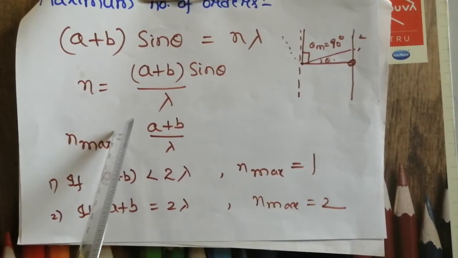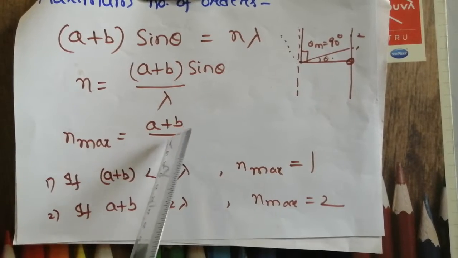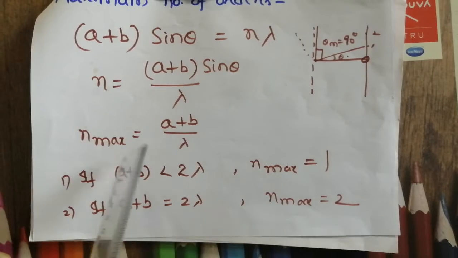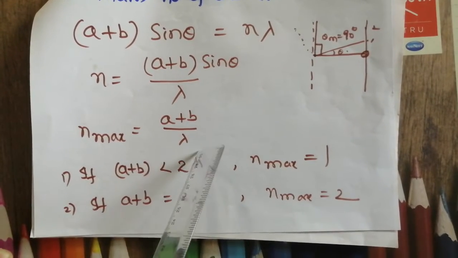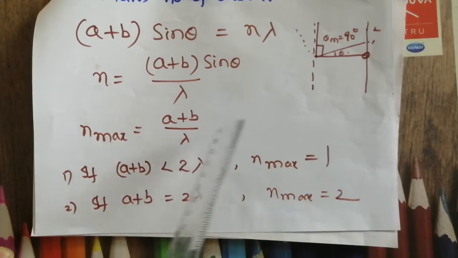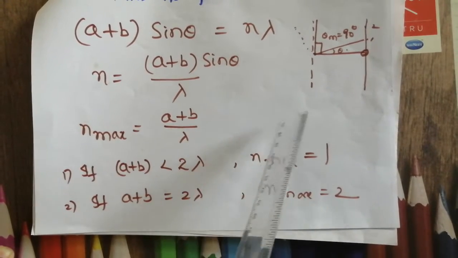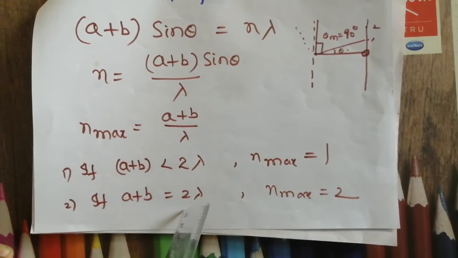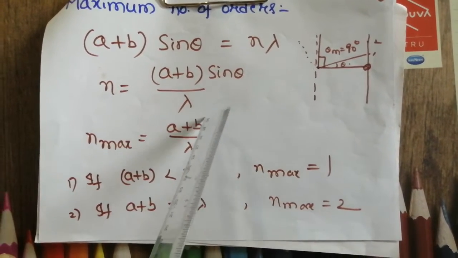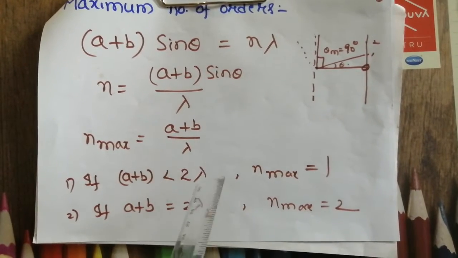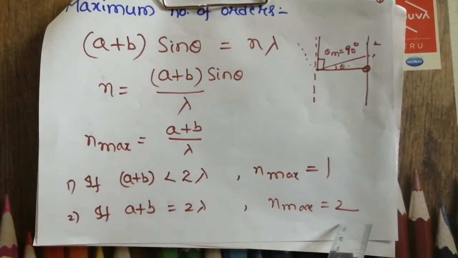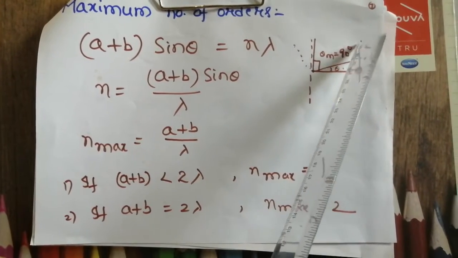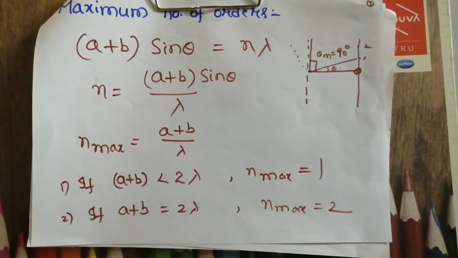So n maximum equal to (a plus b) by lambda. Suppose (a plus b) is less than 2 lambda, then the n maximum value will be between 1 and 2. So n maximum is 1. Suppose (a plus b) equal to 2 lambda, then 2 lambda by lambda, so n maximum equal to 2. So we can observe two orders in the spectrum.